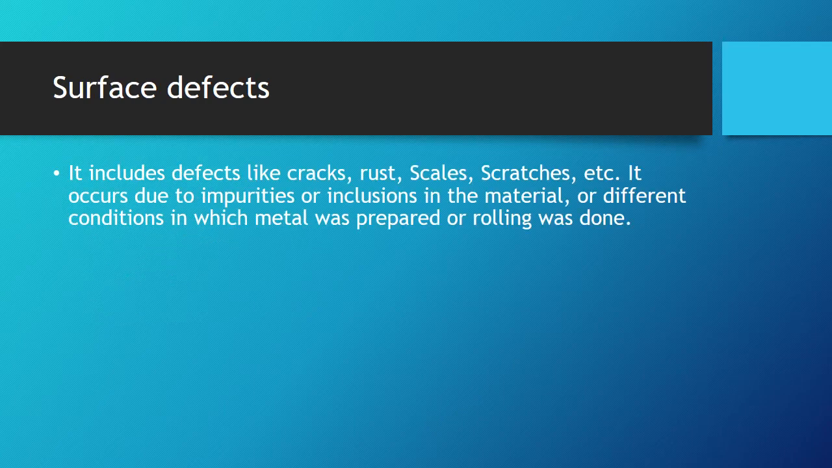So what are surface defects? The surface defects include cracks or rust or scale or scratches which get generated on the surface of a workpiece. These kinds of defects generally occur due to the impurities or inclusions that are present in the material, or it can also be dependent upon the different conditions in which the metal was produced, or on different conditions in which the rolling operation is being done.